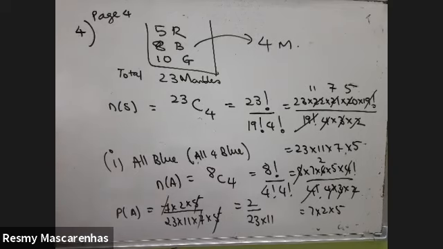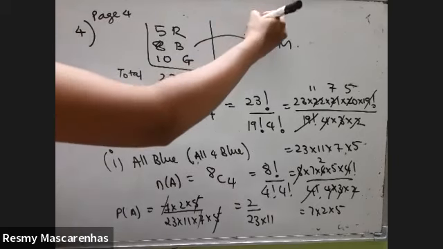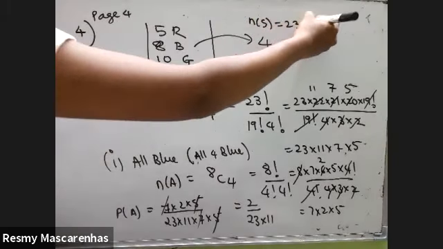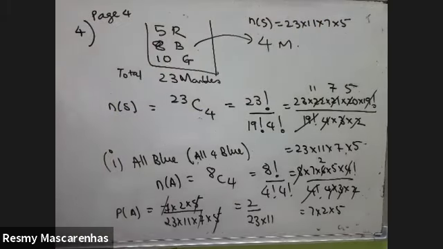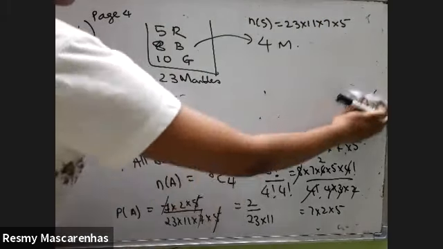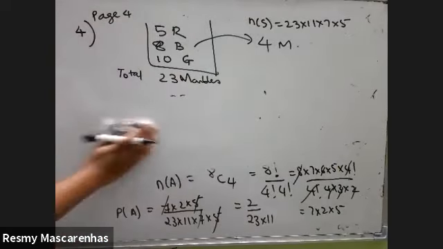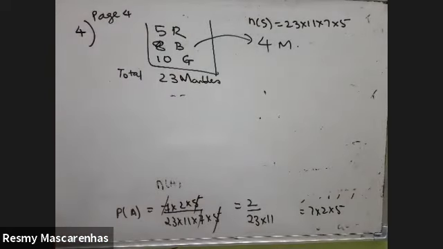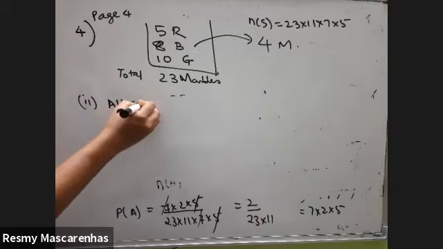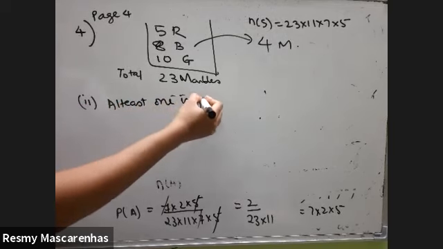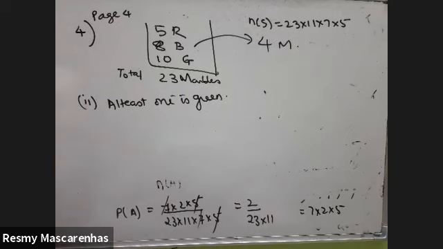Then the second condition, so just write the sample space here and keep. Second part, we can consider that to be B. Now at least one is green. At least one. Okay, so out of these four, at least one has to be green.